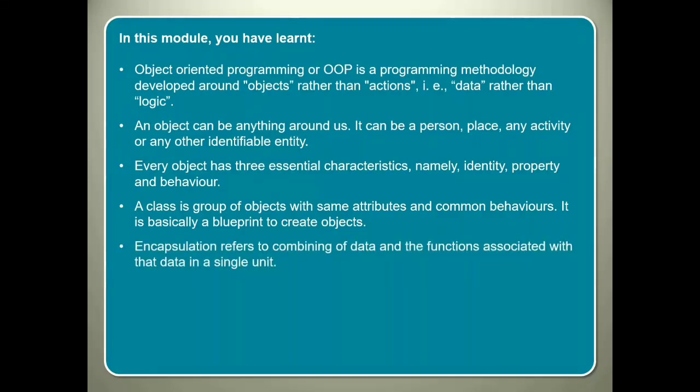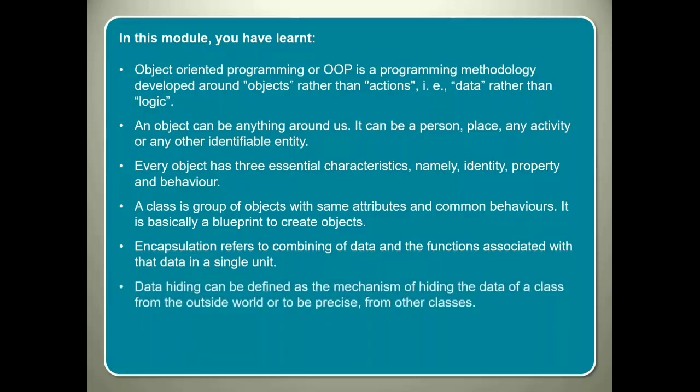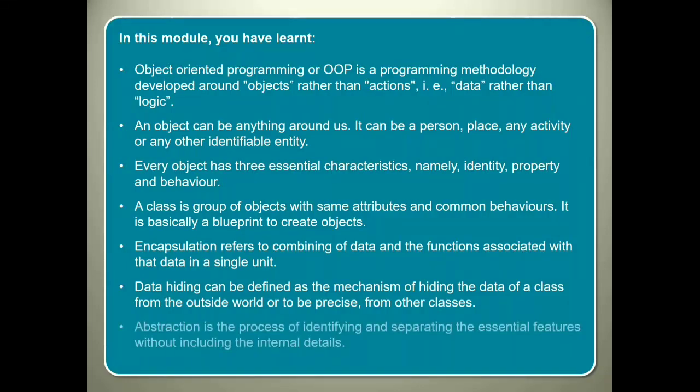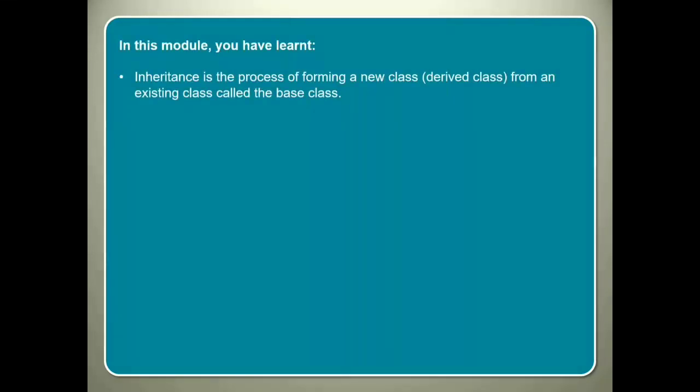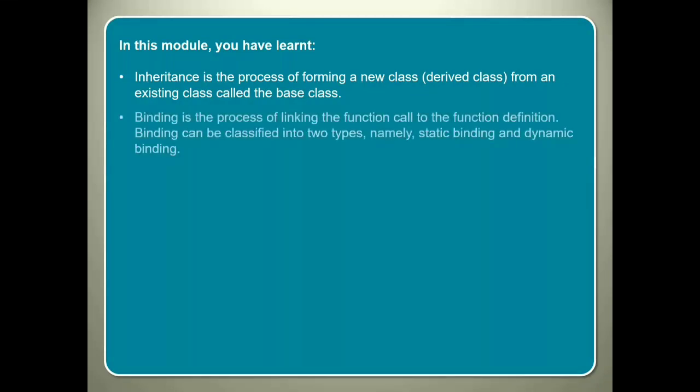Encapsulation refers to combining of data and the functions associated with that data in a single unit. Data hiding can be defined as the mechanism of hiding the data of a class from the outside world, or to be precise, from other classes. Abstraction is the process of identifying and separating the essential features without including the internal details. Inheritance is the process of forming a new class, that is, a derived class from an existing class called the base class. Binding is the process of linking the function call to the function definition. Binding can be classified into two types, namely static binding and dynamic binding.